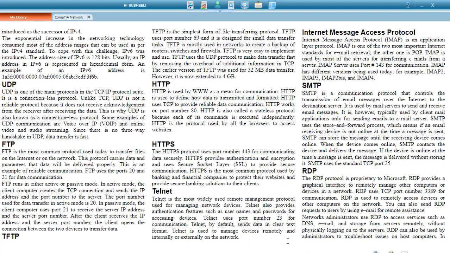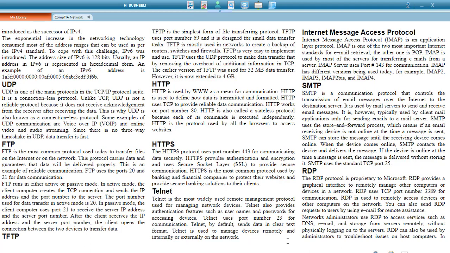The exponential increase in networking technology consumed most of the address ranges that can be used as per the IPv4 standard. To cope with this challenge, IPv6 was introduced. The address size of IPv6 is 128 bits.